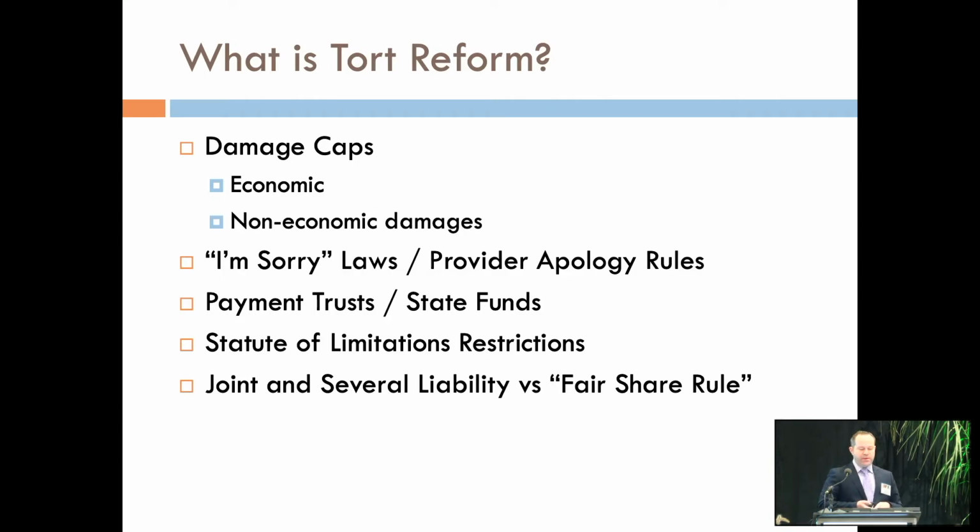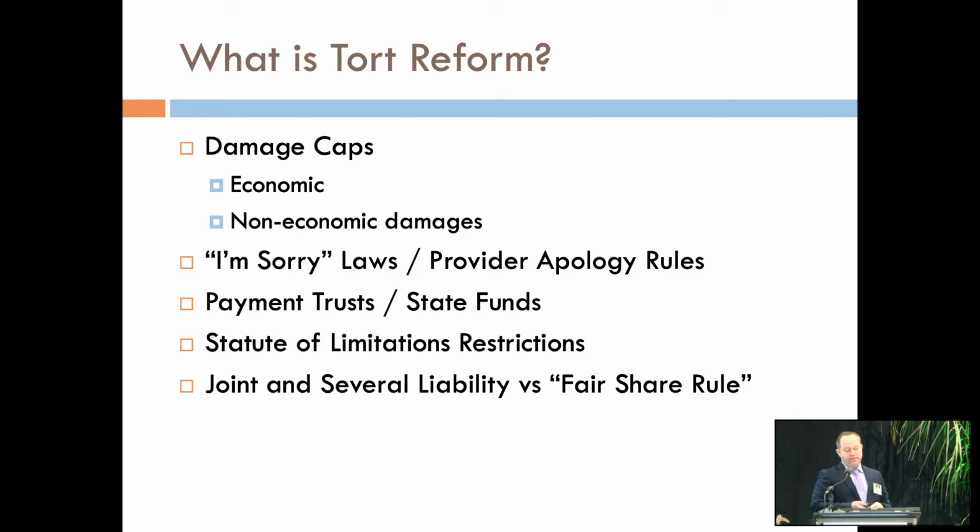There are payment trusts and state funds where money is sent from the hospitals to a state fund. The most common type would be a birth injury fund, and instead of having what would be a plaintiff claiming against a physician or hospital, that person can go to the state fund to get money for, say, a birth injury, again being the most common. There are statute of limitations restrictions where you say, okay, the person can sue within 1 or 2 years, but after that, you're stopped.